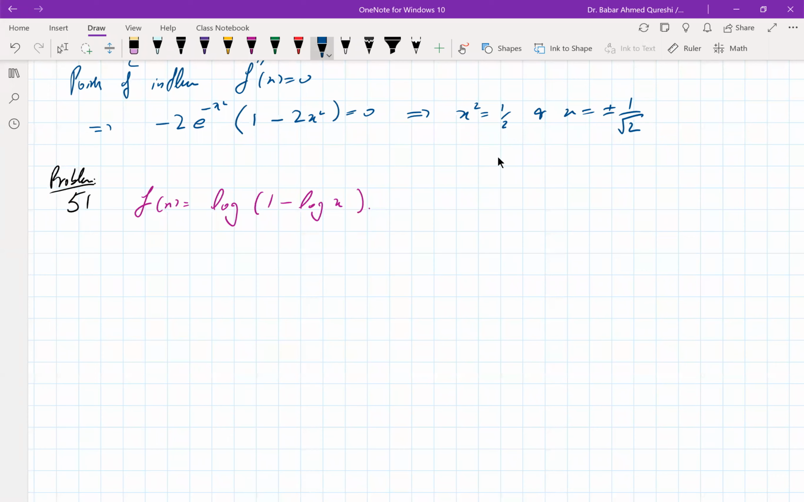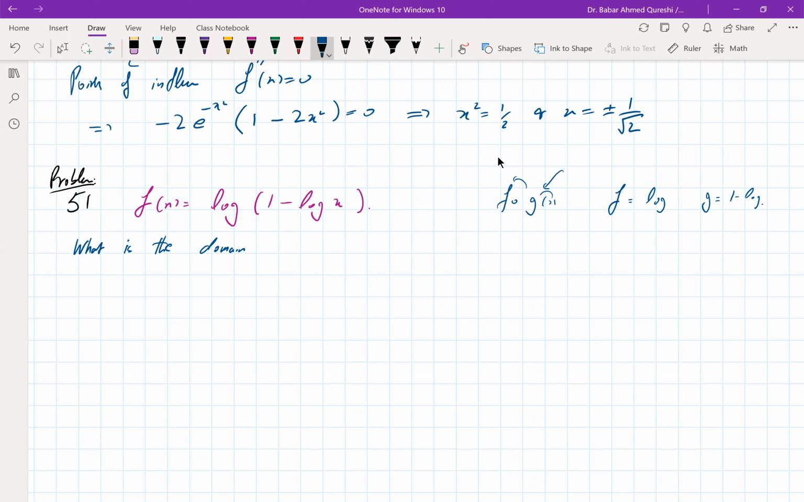Now over here, since it's a log, it's a good idea to first decide what is the domain. If you remember in the algorithm, I said if it's a log or a square root, better to first decide what is the domain. Now, if you recall, it's a function of a function, f of g, where f is log, and g is 1 minus log. So you first decide the domain of this, because first the input goes to this guy, and whatever comes out goes to this guy. So we have to make sure that this is well defined.